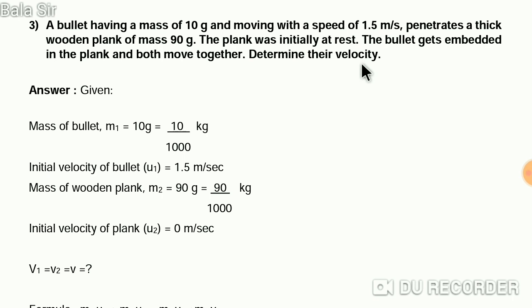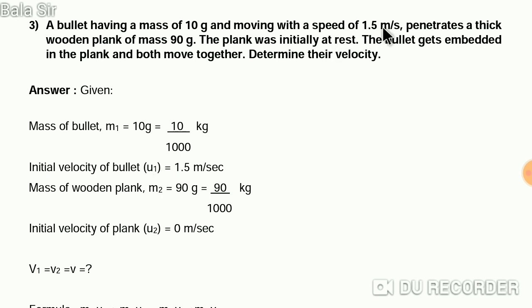A bullet is loaded in a gun and the mass of the bullet is 10 gram. Now the bullet is at rest. Whenever any object is at rest, we call that initial velocity. But when the object is moving with some speed, we call that V, that is final velocity. Here the mass of the bullet, M1, is 10 gram. We want to convert it into kg, so I wrote here 10 upon 1000 kg.